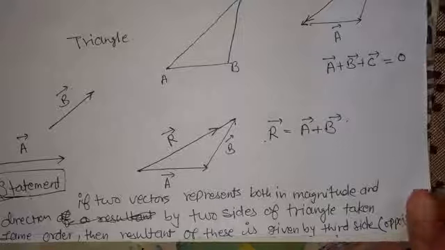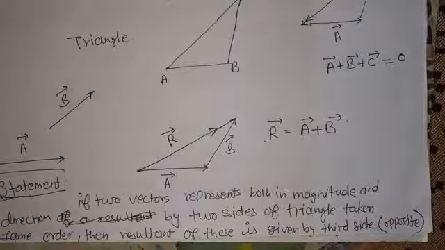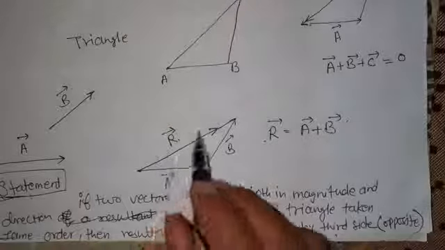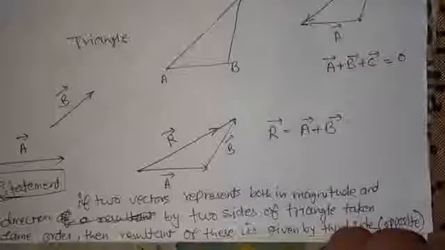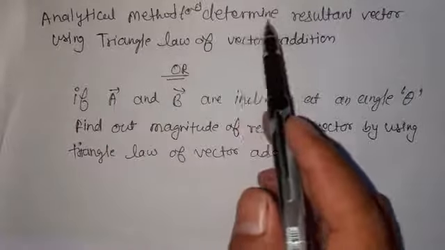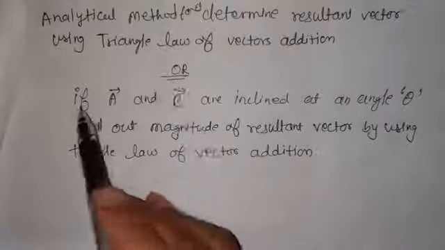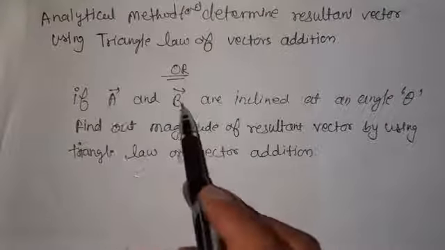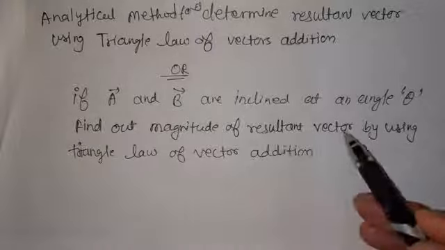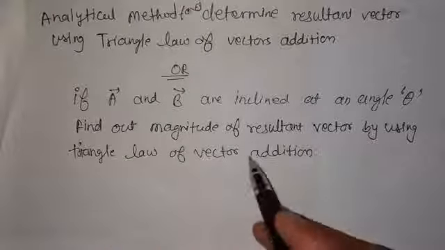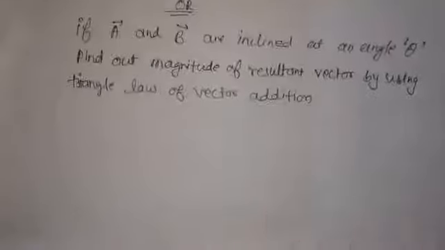Now let us solve this. If these two vectors are at an angle, then how do we find this resultant vector and the direction of this resultant vector? We are going to deal with the analytic method to determine the resultant vector using the triangle law of vector addition. We can also get this question in such a way that A vector and B vector are inclined at an angle theta to each other. So find the magnitude of the resultant vector by using the triangle law of vector addition.